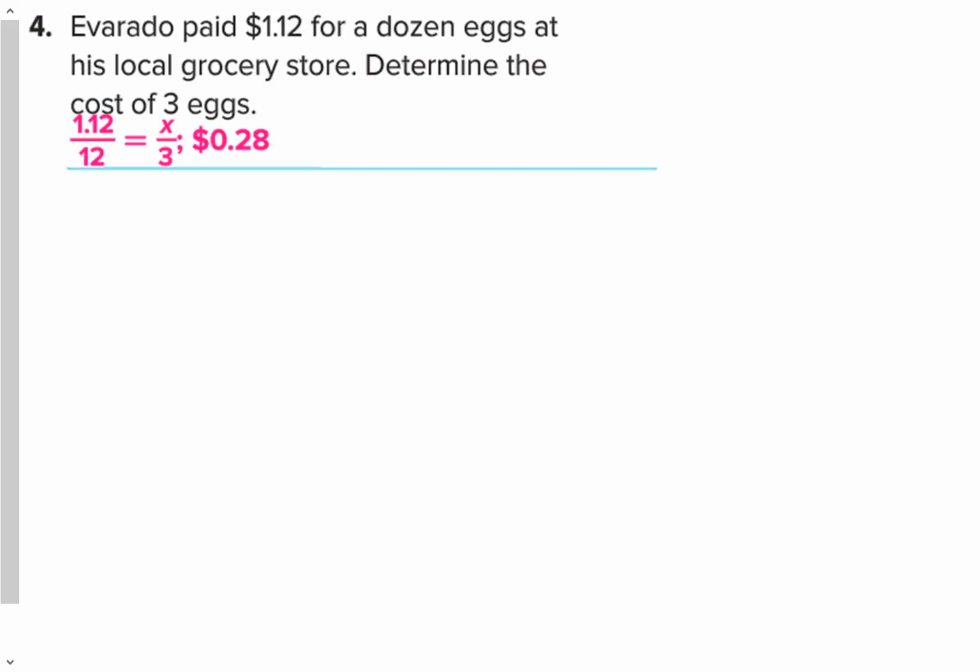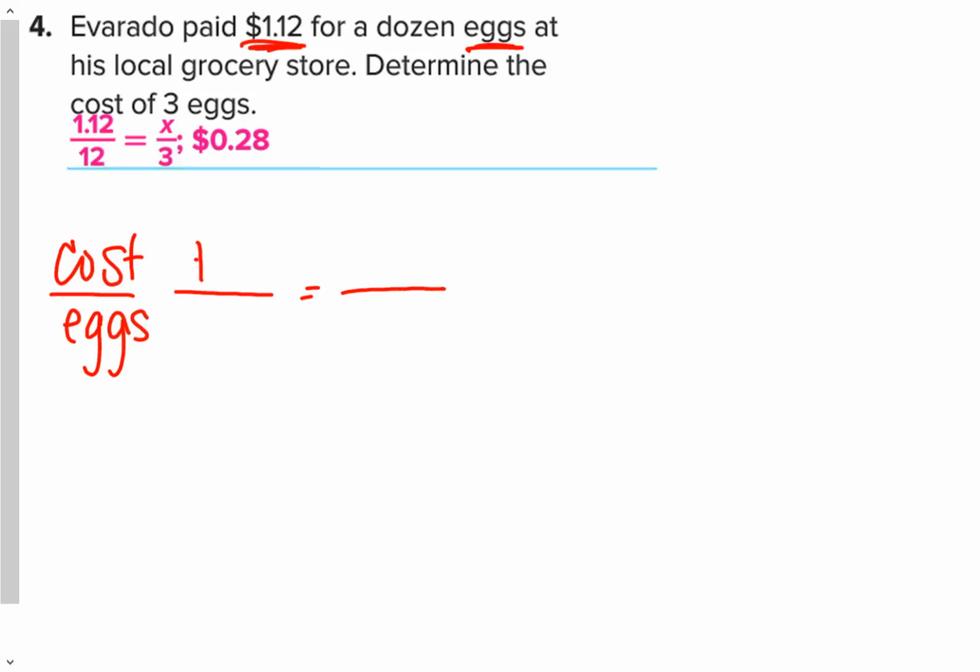All right. Next one. Evarado paid $1.12 for a dozen eggs at his local grocery store. Determine the cost of 3 eggs. So you have to set up your proportion, which is 2 ratios. So we're going to compare money over eggs. So I'm going to say cost over eggs. So when you set up a proportion, make sure that it's equal on both sides. So the cost here was $1.12, and a dozen is 12.